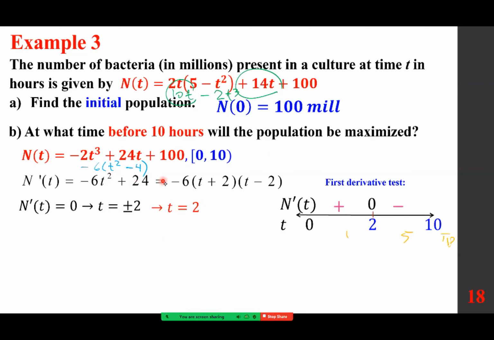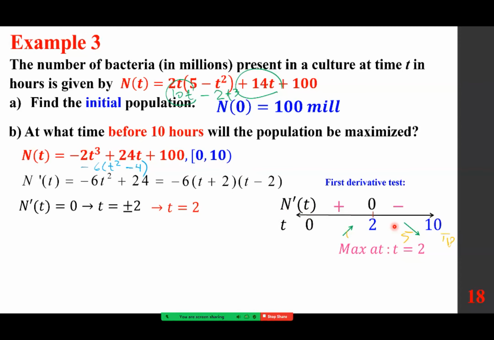So what it means is, let me throw in the arrows. Because it's increasing and then decreasing, the maximum occurs at t equals 2. This is, of course, a local max according to the first derivative test. However, because it's the only critical point and the interval is half closed, half open, this is also an absolute max.